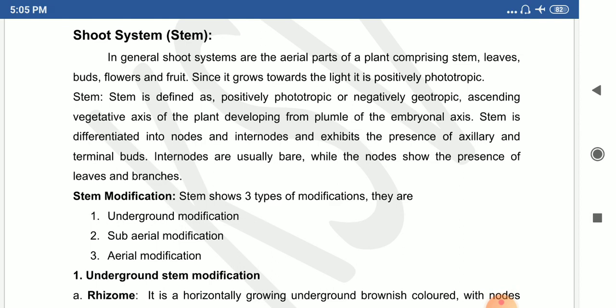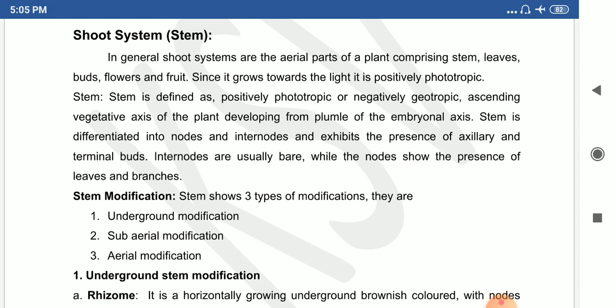Generally, the roots are positively geotropic and negatively phototropic, but the shoot system is positively phototropic and negatively geotropic. Usually all plants consist of the shoot system. The stem, mainly the main axis portion of the plant, will be there. Usually it develops from the plumule of the embryo.